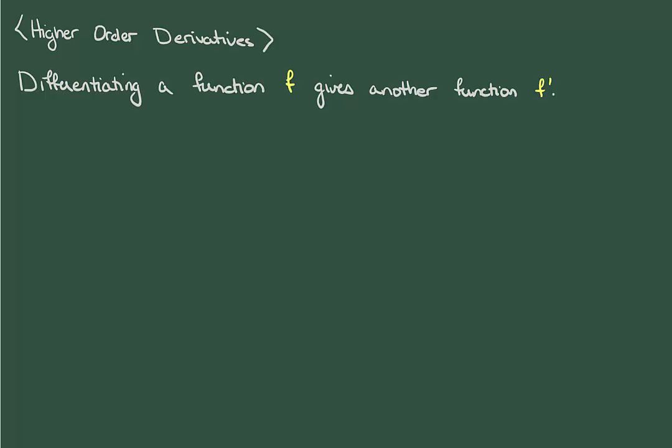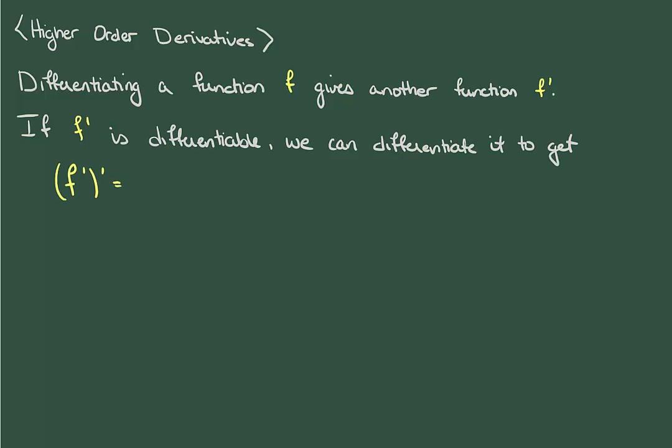When we differentiate a function, we get a new function in return, right? The derivative. If this function is also differentiable, then there's no reason why we couldn't differentiate again to get f prime prime. Notationally, we drop the brackets and just write this as f double prime. Now, of course, we could differentiate f double prime to get f triple prime, and so on and so forth.